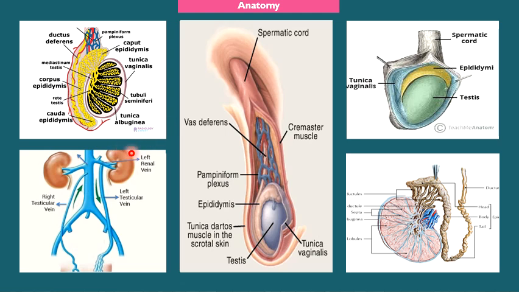Okay, and here are the 2 layers of the covering of the testis. The tunica vaginalis has a visceral layer and a parietal layer, and there's a potential space in between the 2 layers. Okay, here the testes form the rete testis, then they form the epididymis, which joins to form the epididymis head, body and tail.